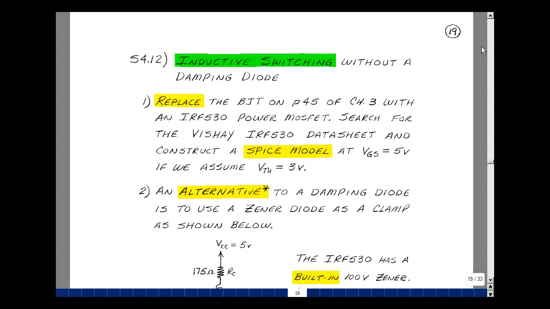This lesson deals with supplemental problem 412. You can find this problem in the ECE302 ebook in the Chapter 4 supplemental problems starting on page 19. In this supplemental problem, we're going to take a look at inductive switching without using a damping diode.